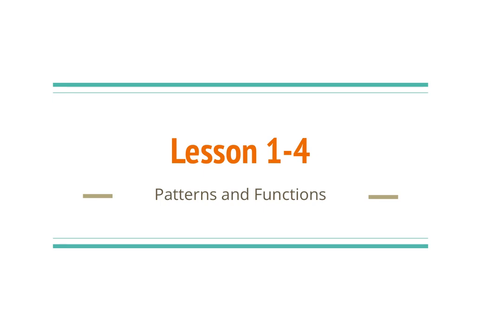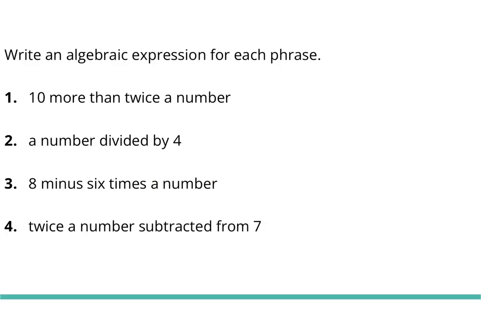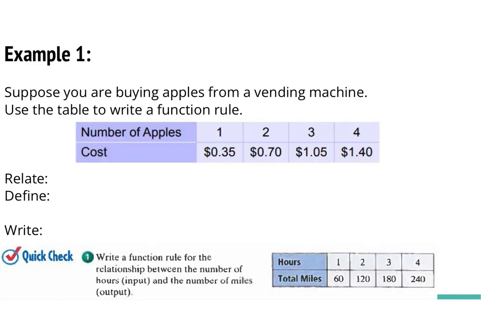All right, so we're working on lesson 1-4, patterns and functions. Our first example: suppose that you are buying apples from a vending machine. We're using the table below, and we need to write a function rule.